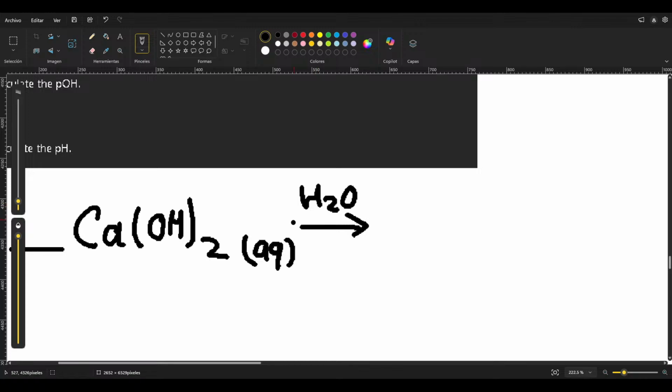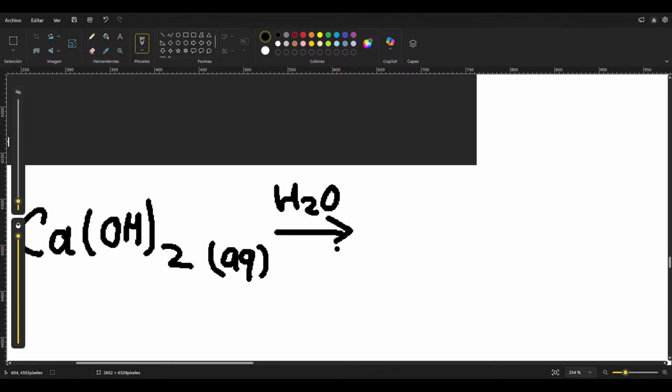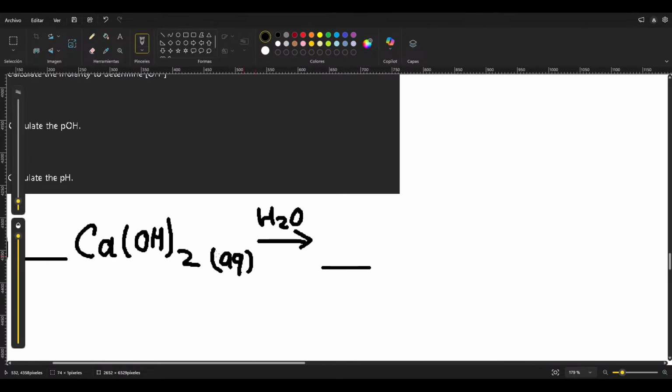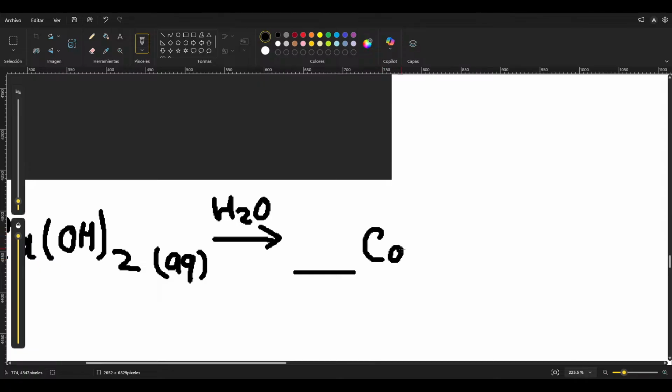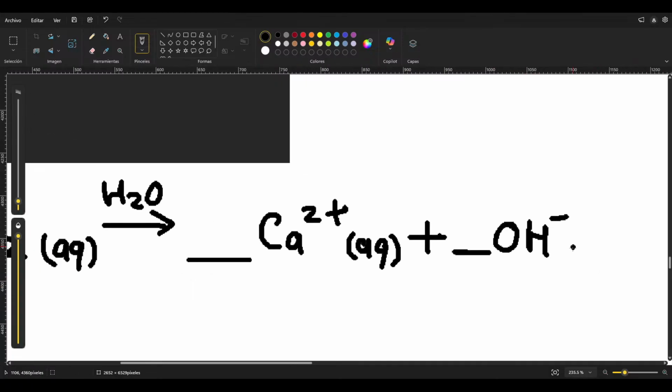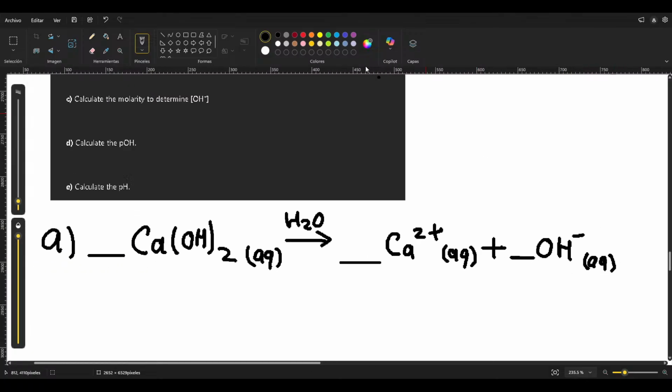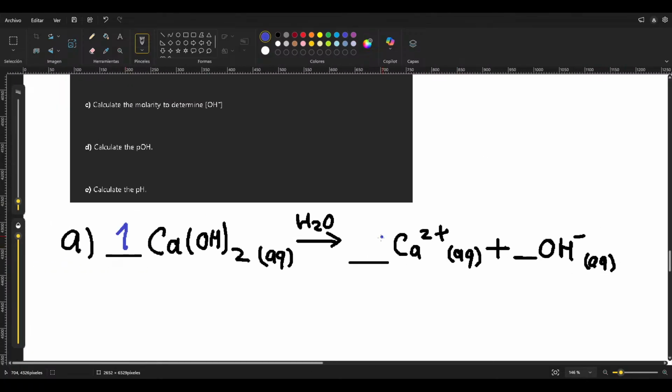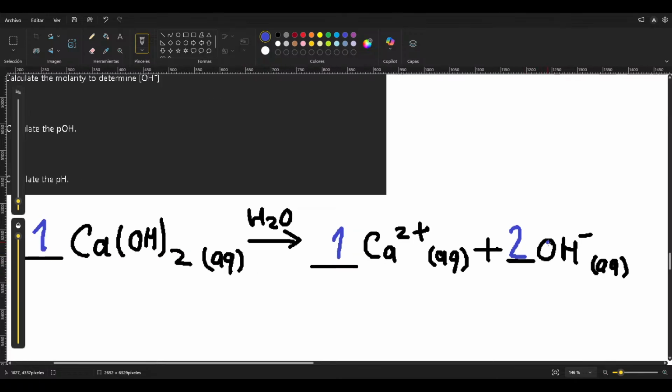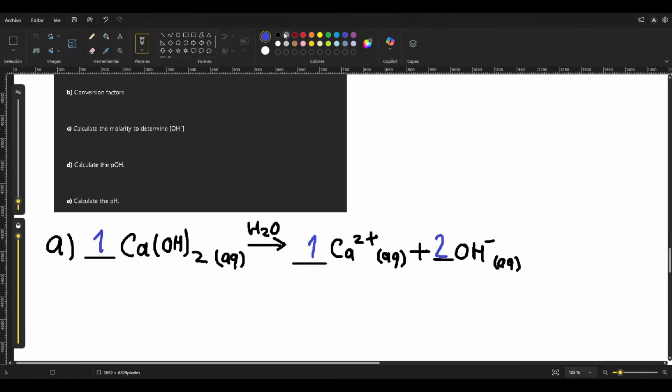Okay, so the arrow with the water, specifically one arrow. And this is going to dissociate into calcium ions in aqueous state plus hydroxide ions also in aqueous state. And we know what that means: 1, 1, 2.